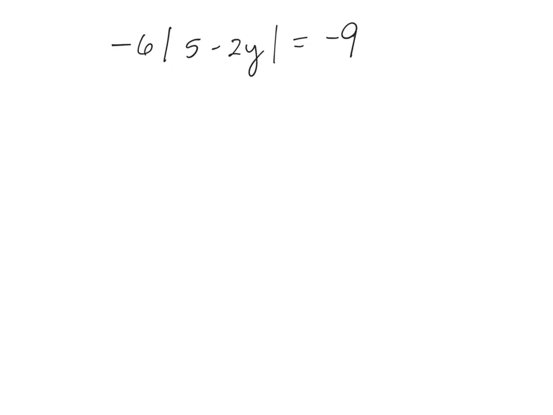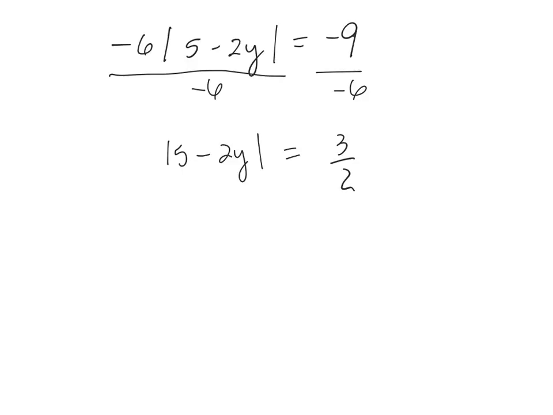The first thing we have to do, like we said yesterday, is leave the absolute value alone. So what do we do? We divide by -6 on both sides. And we get absolute value of 5 minus 2y equals 3/2, because 9/6 is 3/2. You can put it in your calculator, hit math enter if you don't believe me.